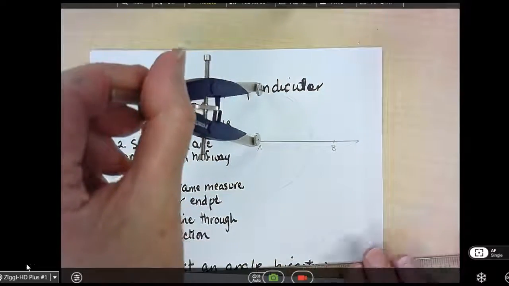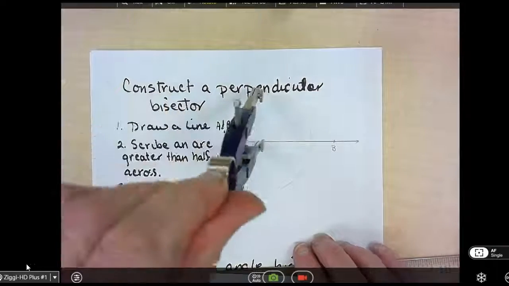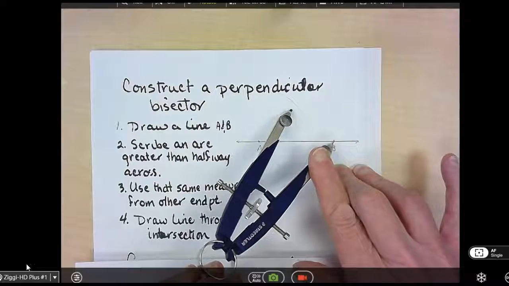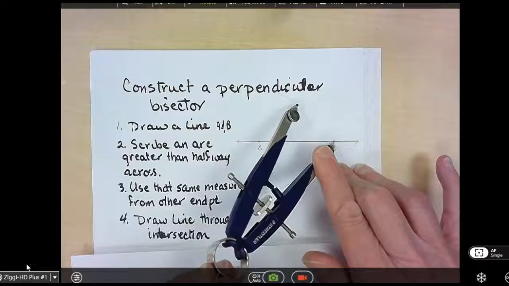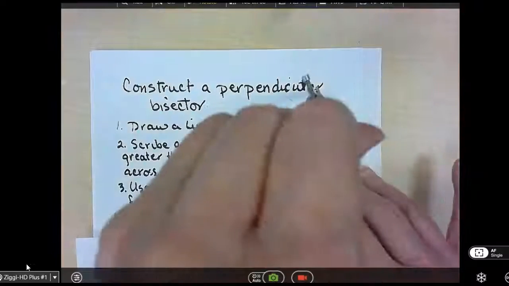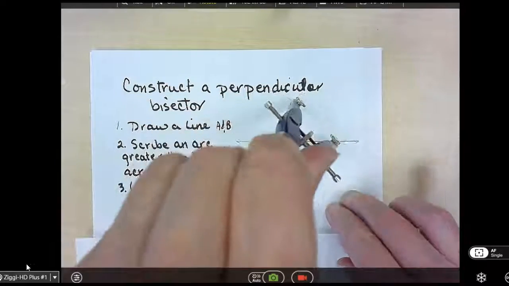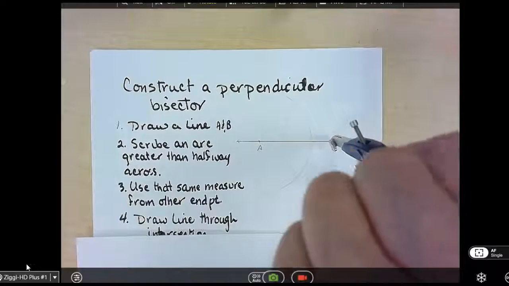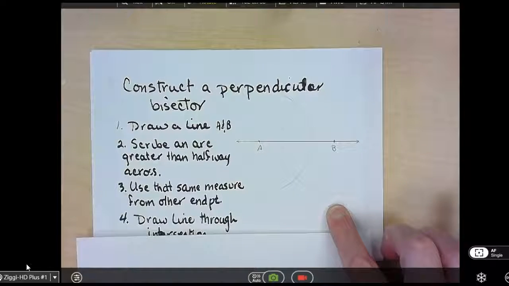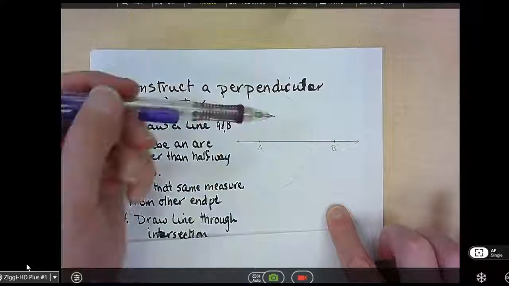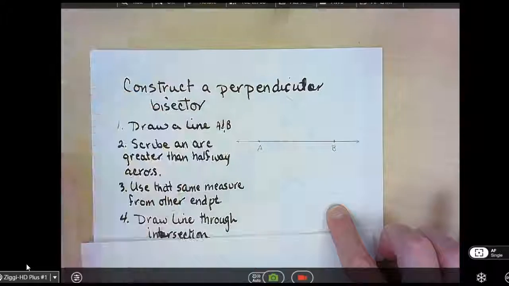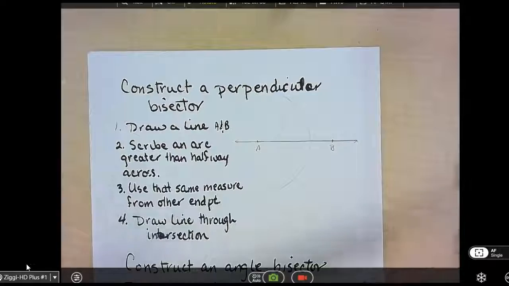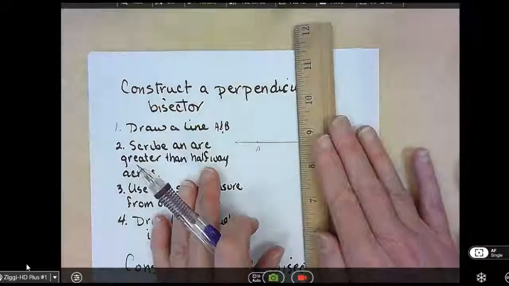Then using that same measure, so I don't change anything, I go to the other endpoint, B, put my point in, scribe that same measured arc, and they should intersect. If they don't intersect, you are not greater than half. My two arcs intersect up here and down here, and if I draw a line through that intersection, I now will have a perpendicular bisector.